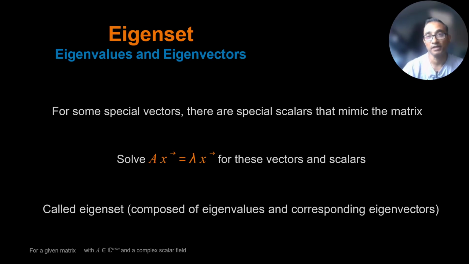This can then be extended to a definition. What it says is that for some special vectors, there are special scalars that mimic the matrix. For example, if you have a vector x multiplied by a matrix A, which is also represented by a scalar like lambda times x, for those vectors and scalars, they will be called an eigenset, which means they are composed of eigenvalues and the corresponding vectors representing those values.